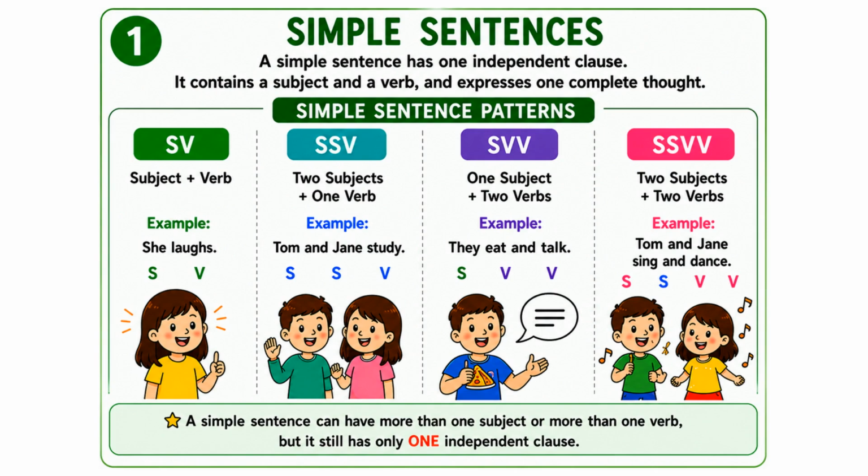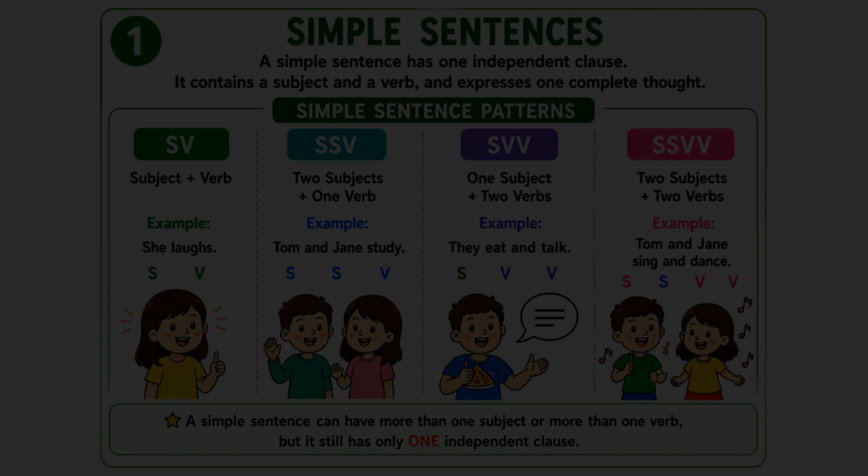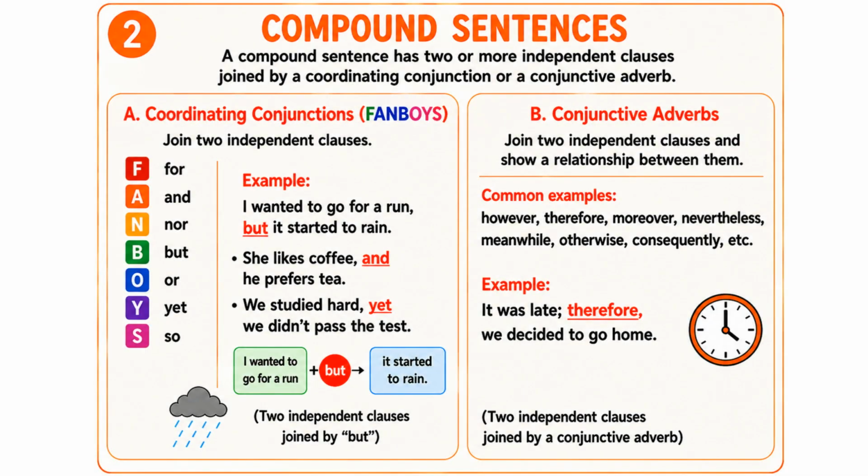So remember, a simple sentence can have more than one subject, or more than one verb, but it still has only one independent clause. Now let's move on to number 2, compound sentences. A compound sentence has 2 or more independent clauses. Basically, we take 2 complete ideas and connect them together.